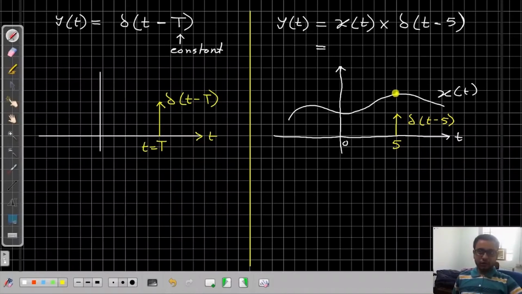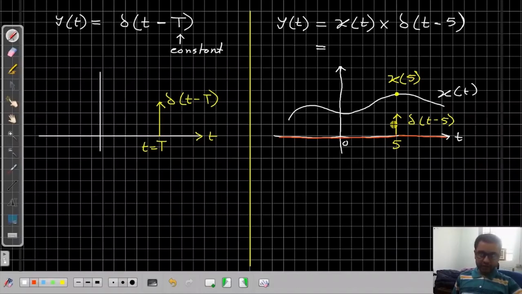The height of x(t) at this point can be written as x(5). Now if you multiply x(t) and delta(t minus 5), then the result will be, of course, 0 in this part, will also be 0 in this part, but will not be 0 at t equal to 5.